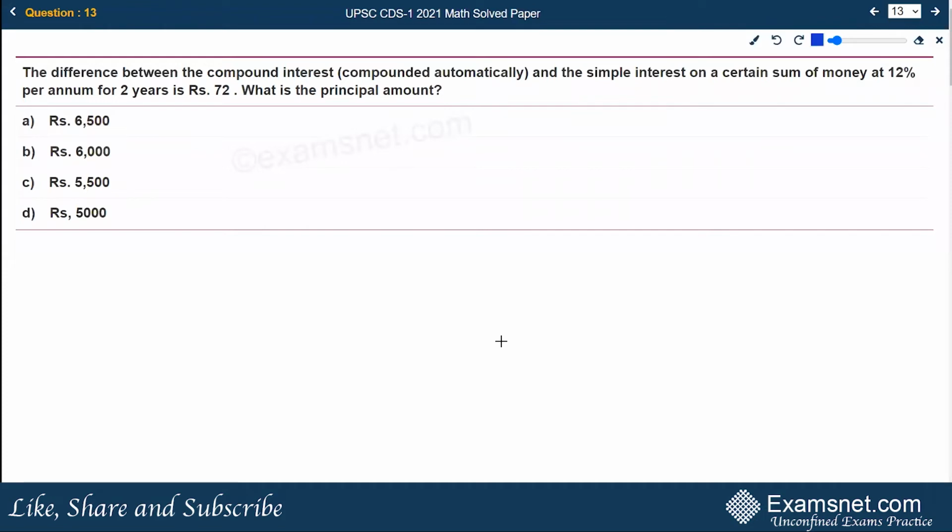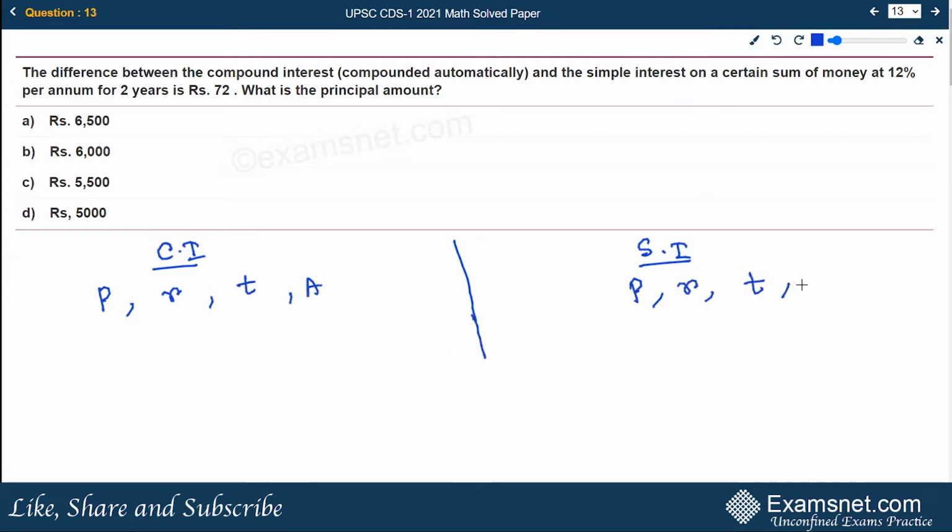In question number 13, we are given the difference between the compound interest, compounded annually, and the simple interest on a certain sum of money at 12% per annum for 2 years is rupees 72. What is the principal amount? First of all, let's remember the formulas for compound interest and simple interest, correct? So if we assume P for principal, R for rate of interest, T for time, and also A for amount.